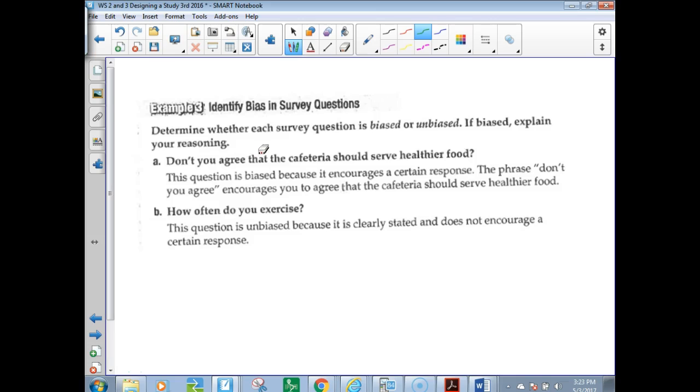Oh, here, determine whether this is biased or unbiased. Don't you agree that the cafeteria should serve healthier food? Oh my gosh, that's biased because it's actually implying that the food they serve isn't healthy. And it's also encouraging you to say you want to agree, because why would you want to eat bad food, right? Yeah, sure, give me some salmonella tomorrow.